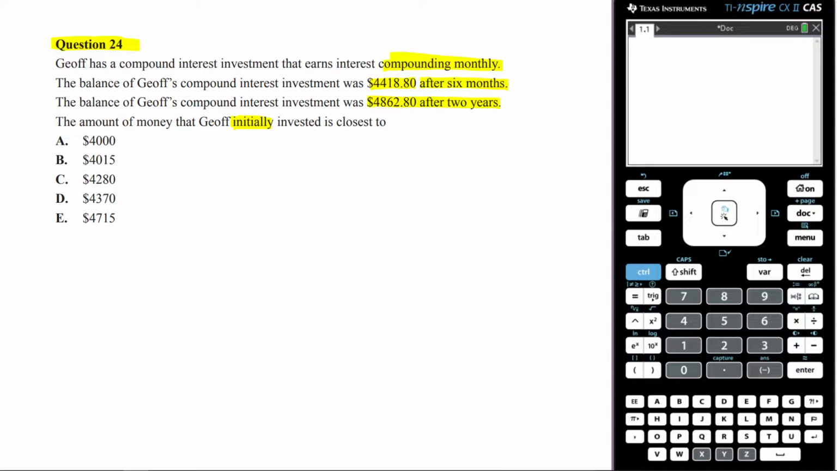All right, so the way I think about this question immediately is I just want to really visualize what's going on here. There's many good first steps, but what I did was first draw myself a timeline: we've got 0, 6 months, 12 months, 18 months, 24 months. And what we know is that after 6 months, he has 4418.80. And after 2 years, or 24 months, he's got 4862.80. What we need to find out is this value here: how much he initially has.